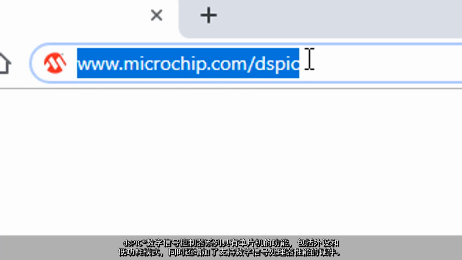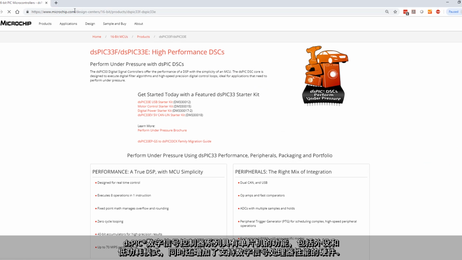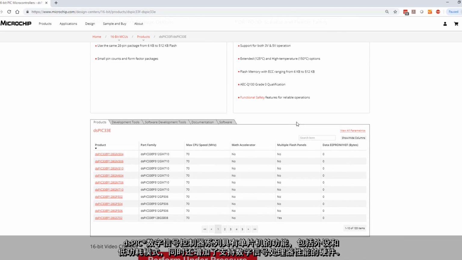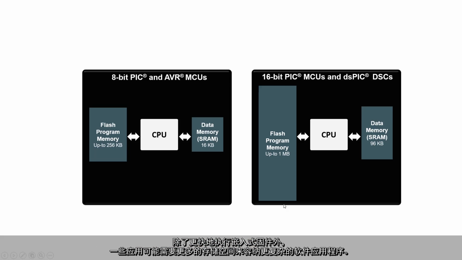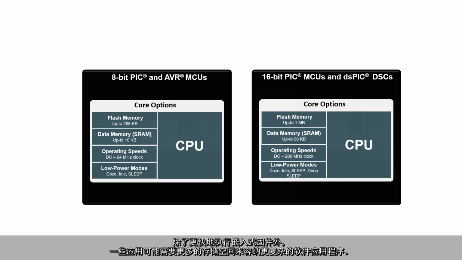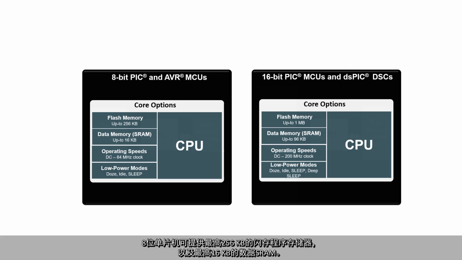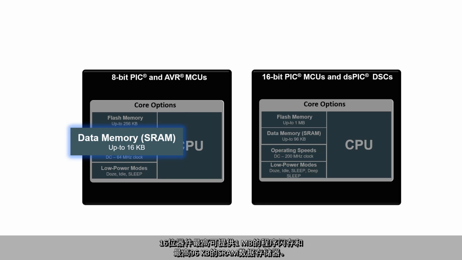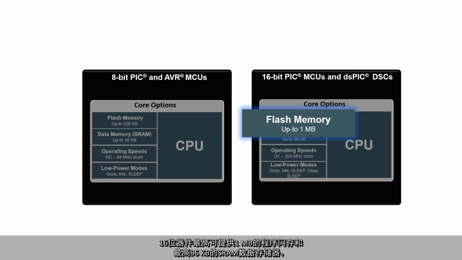The dsPIC line of digital signal controllers feature the capabilities of a microcontroller, including peripherals and lower power modes, while adding hardware that enables the performance of a digital signal processor. In addition to executing embedded firmware faster, more memory may be needed in some applications to accommodate more elaborate software applications. 8-bit microcontrollers provide up to 256 KB of flash program memory and up to 16 KB of data SRAM storage. 16-bit devices can accommodate up to 1 MB of program flash and up to 96 KB of SRAM data memory.